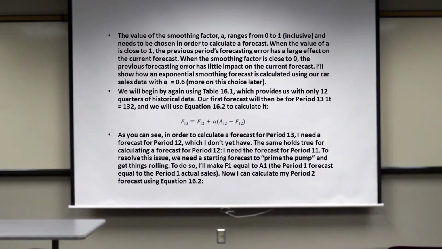The same holds true for calculating a forecast for period 12. I need the forecast for period 11. To resolve this issue, we need a starting forecast to prime the pump and get things rolling. To do so, I'll make F1 equal to A1, the period 1 forecast equal to the period 1 actual sales. Now I can calculate my period 2 forecast using equation 16.2.